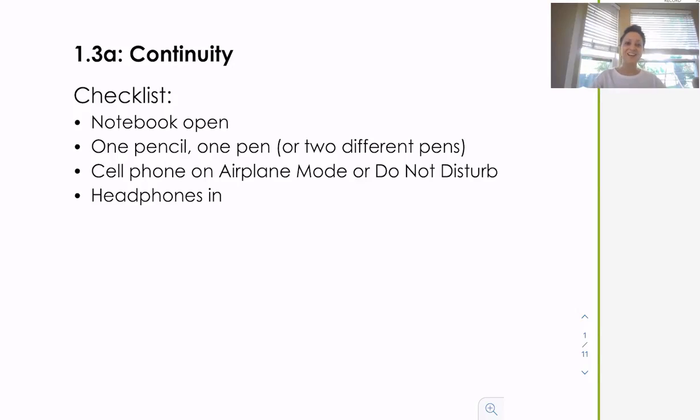Welcome back, Calculus. We are in section 1.3a today, continuity. I've got the checklist on the screen, so I'm going to force a pause on your screen. You know what to do from here.